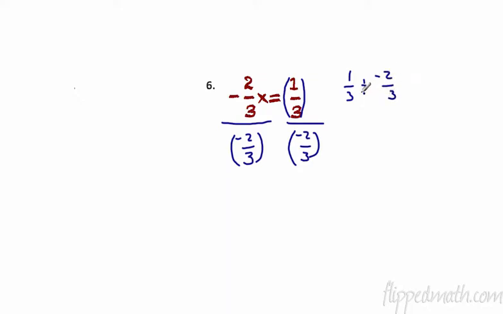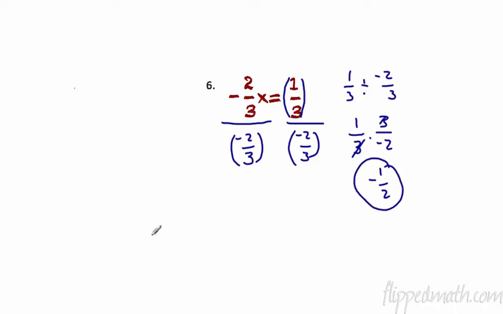But you remember your rules for fractions. You have to flip it and multiply. So it's 1/3 times 3 over negative 2. Then the 3's would cancel, and you get negative 1/2. Okay, that's going to be our final answer here for x.